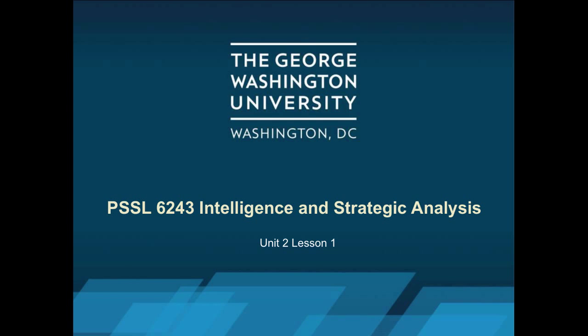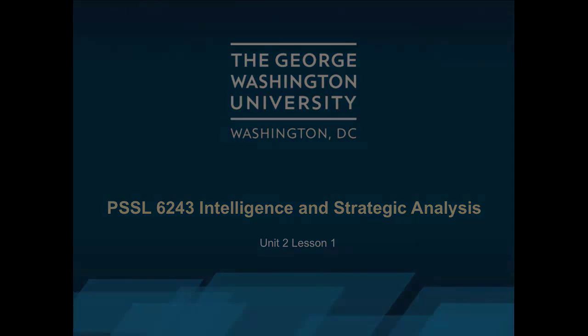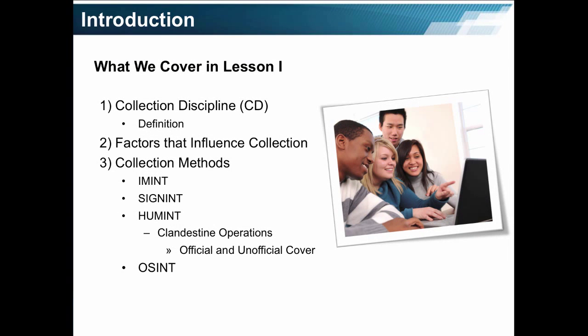Welcome back. We now move on to Unit 2, Lesson 1. In Lesson 1, we focus on the collection discipline and define it. Also on the factors that influence collection, and we focus on 4 different collection methods: IMINT, SIGINT, and HUMINT. Within HUMINT, we are going to look at clandestine operations, both under official and unofficial cover. We define OSINT, and then we move into a summary and conclusions of this lesson.